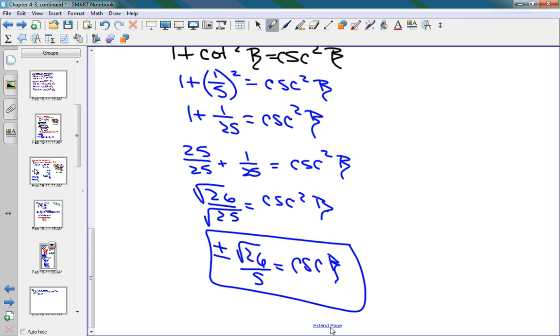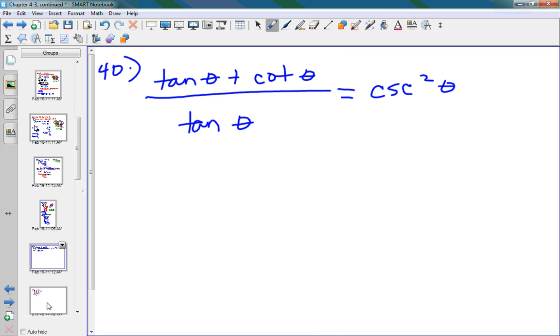Number 40. Number 40 says use the trigonometric identities to transform one side of the equation into the other. So which one do I need to work from?